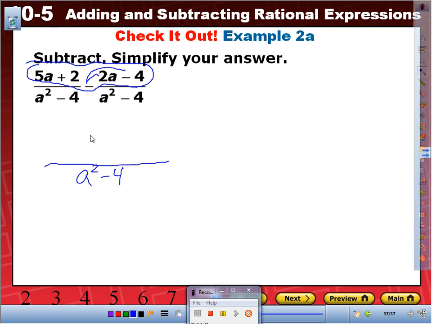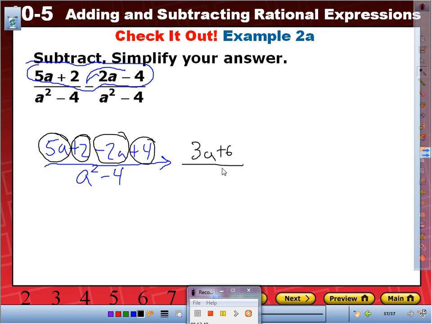So I'm going to rewrite this. 5a plus 2. This becomes minus 2a plus 4. Now I can combine like terms. 5a minus 2a becomes 3a. 2 plus 4 becomes 6. I bring this over. Now I can factor completely.